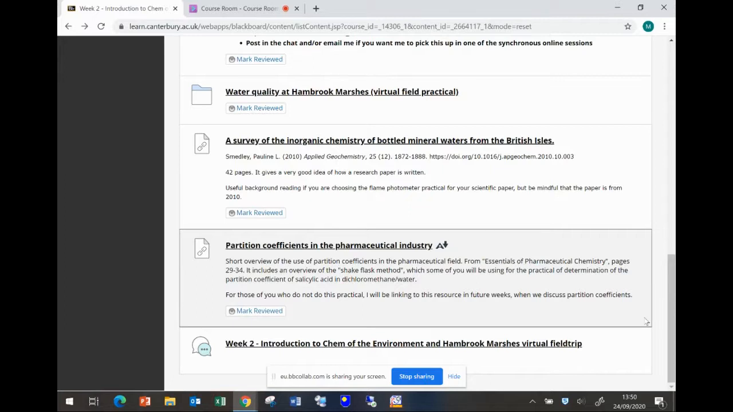If you're not an ecology student, this is not the practical you're going to be doing. So don't worry about this resource, unless you're curious about what it's about. I will link again to this specific resource when we are studying partition coefficients in a few weeks' time. So I will revisit this resource because it's a good example of the use of partition coefficients that are both very important in environmental measurements, and they're also very important in pharmaceutical chemistry.